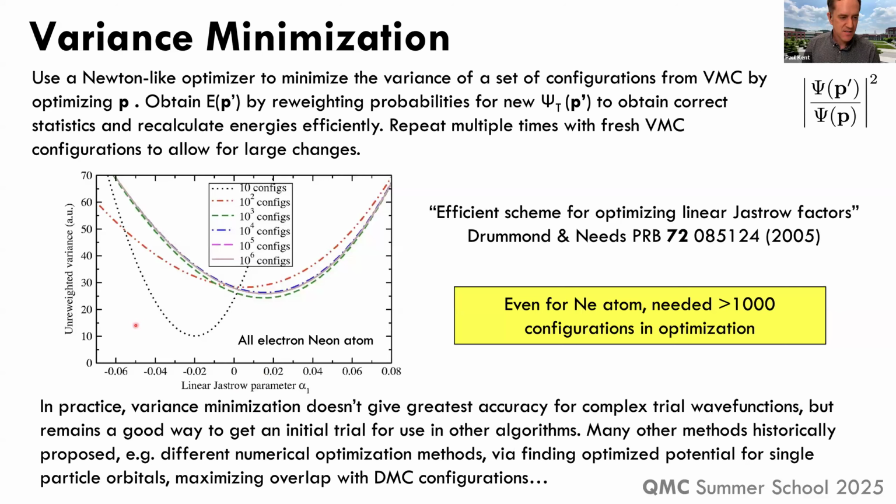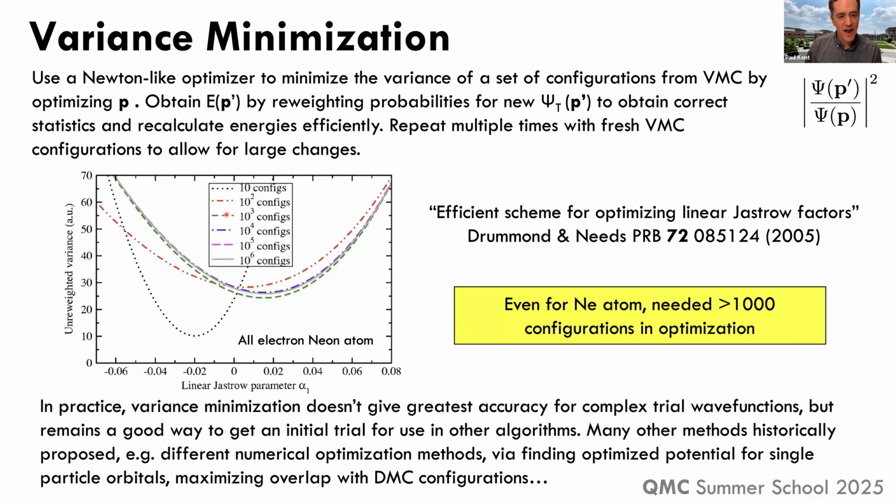Is it practical? This is from a study of an all-electron neon atom. What's plotted here is not the energy on the y-axis, but the variance, so lower is better. This is one of the parameters, alpha 1, in the Jastrow function. We see the computed variance against changes in that parameter, done with different numbers of sampled configurations in this particular study. If we take 10 at random, we don't get this minimum anywhere close to the right spot.